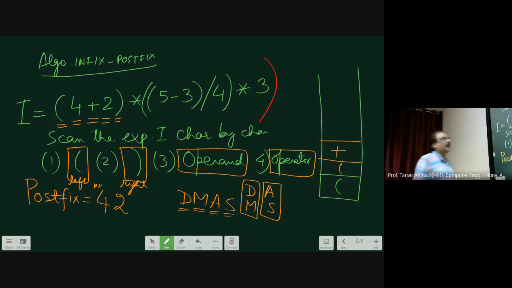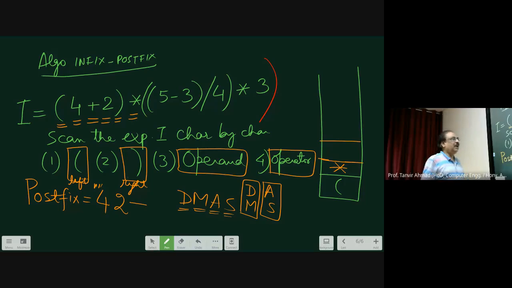Okay? Then I got a right bracket over here. I pop plus out and add it over here. Then I also pop the left bracket from there, but I cannot add it into the postfix. I discard it. Therefore, nothing to do, I'll just discard it. Then I get the multiplication sign. You know, it is an operator, therefore I have to pop; nothing to pop, therefore I'll put it like this.